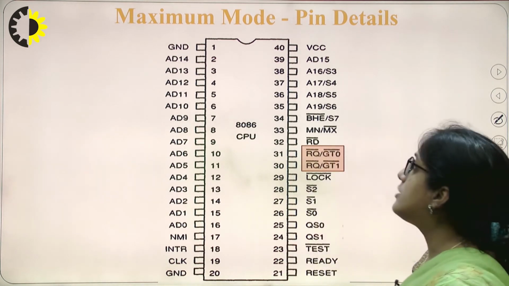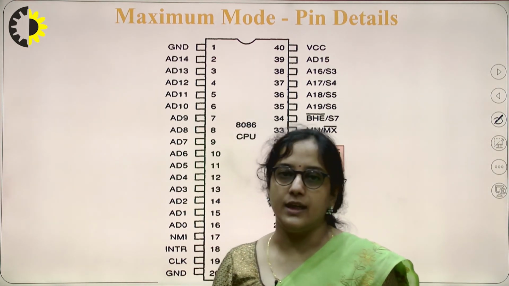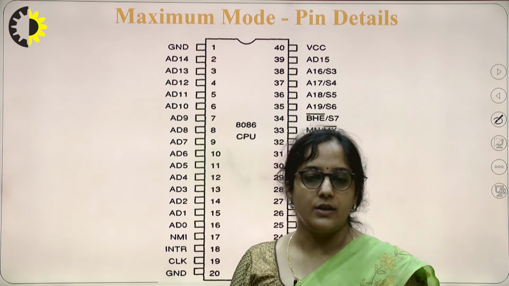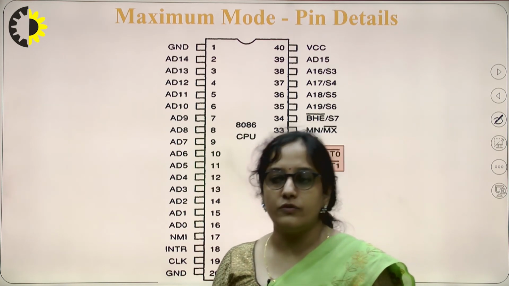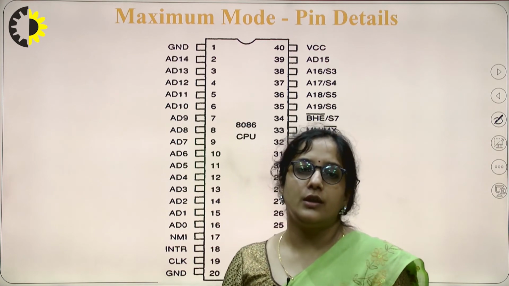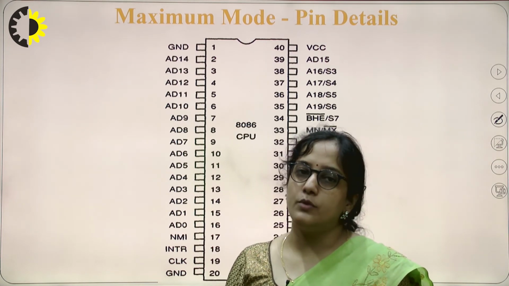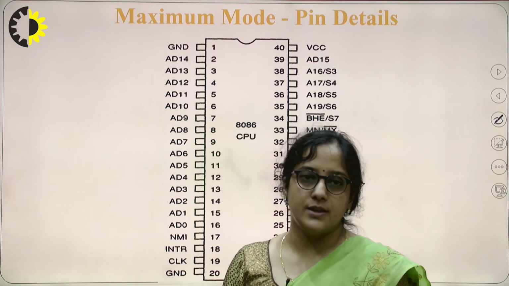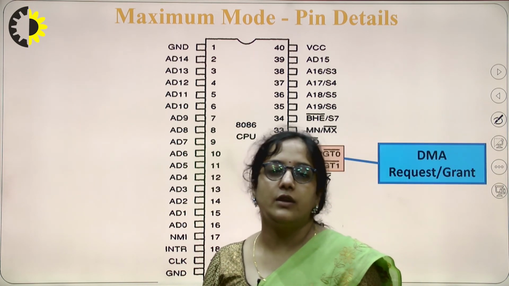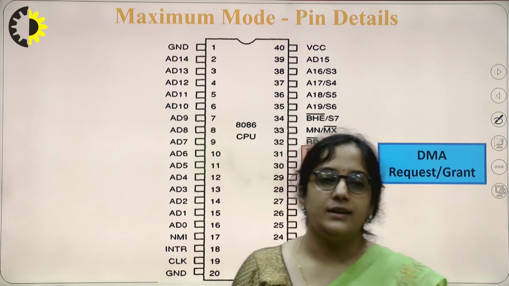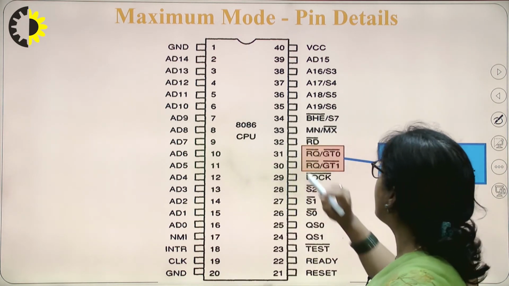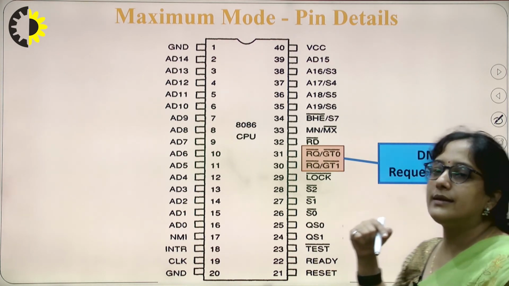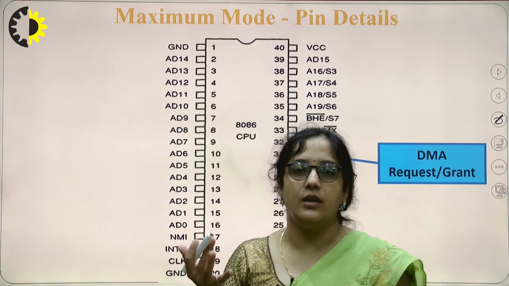Next, like in case of minimum mode, we have HOLD and HLDA, so that DMA can request the microprocessor to take control of the buses. Similarly, in case of maximum mode, we are not dealing with a single processor. There is more than one processor. If more than one processor is working on a subsystem, then we need to manage control of the buses. So these two pins, 30 and 31, request and grant, are used to send a request and take control of the buses.